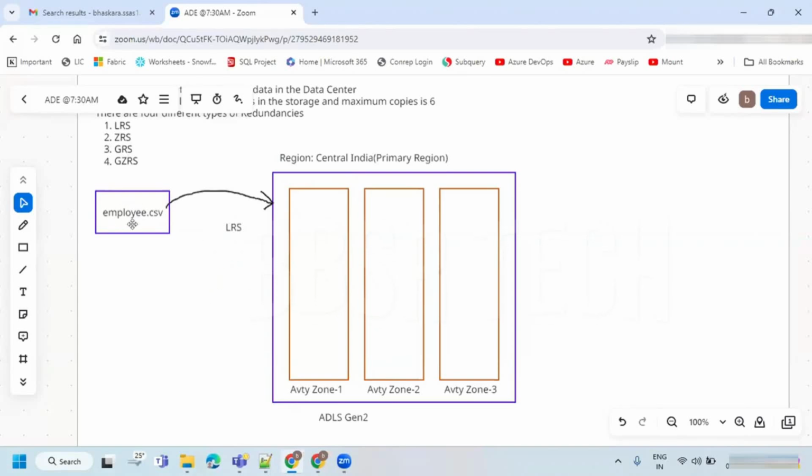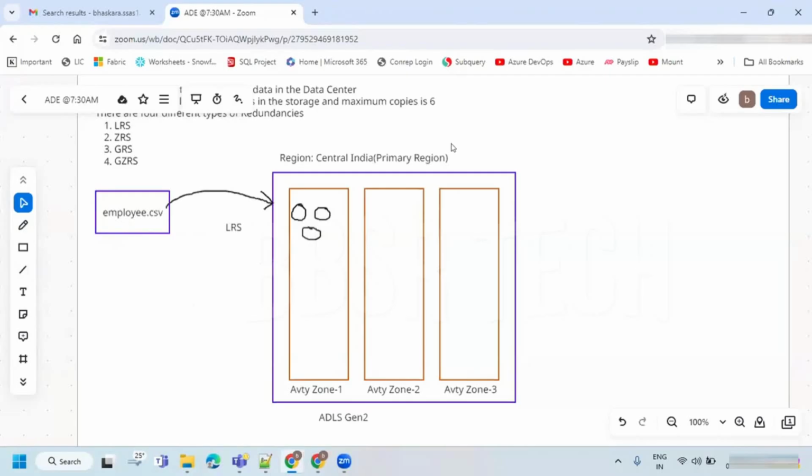When you take the data from employee.csv into the storage, you are going to get 3 copies of the data. 1st copy, 2nd copy, and 3rd copy. These 3 copies are related to the same file. So the employee.csv file is there 3 times.